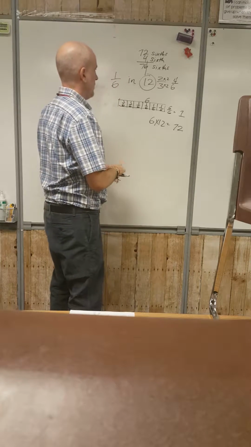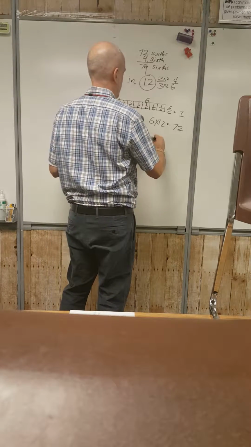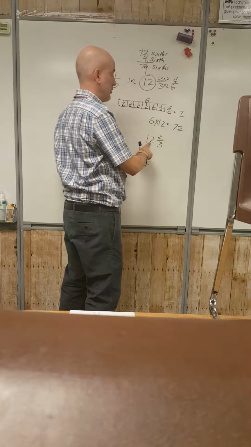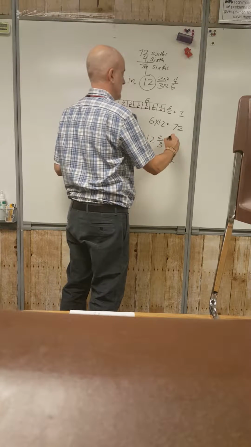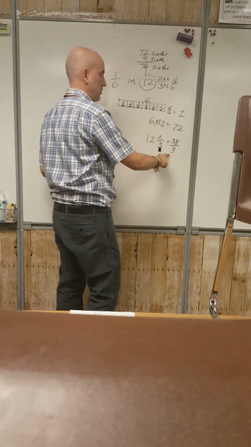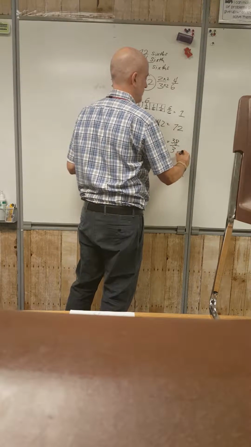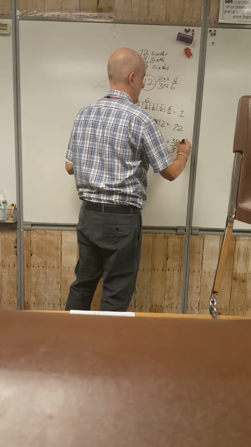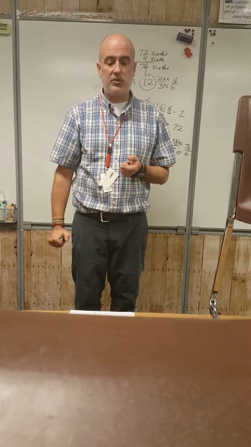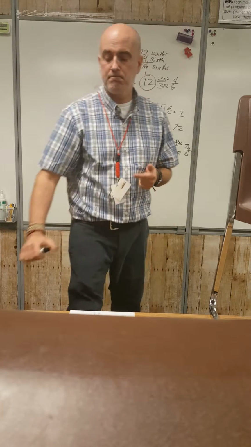If I wanted to, I could also do a mixed number. So this is 12 and 2/3. I could go 3 times 12 is 36, 37, 38. This would be 38 thirds. And if I wanted to know how many sixths that would be, I know 3 times 2 is 6, and if I did the same thing to the top, I would have 76 sixths. So either way, there are 76 sixths in 12 and 2/3.